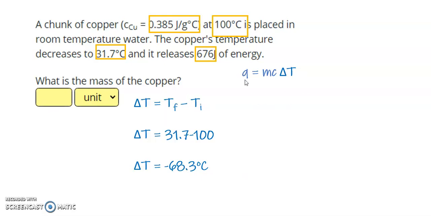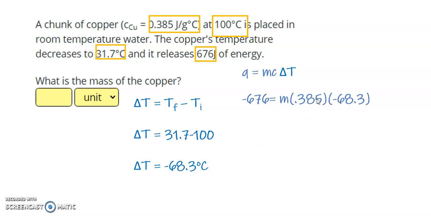We have Q, which is negative 676. The reason this is negative is because this amount of energy is released. And so when we're using that in the equation, that's a negative. Equals M, which we don't know, C, which is 0.385, delta T, which we calculated here.